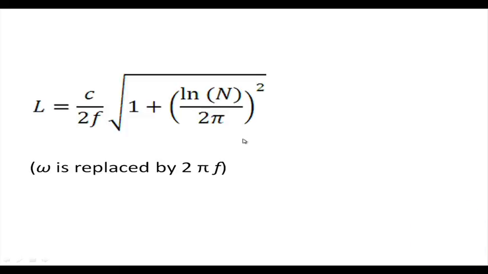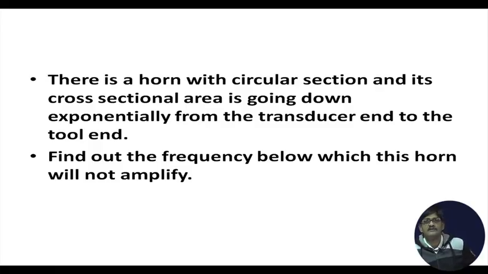So let's take up a few numerical problems on this. There is a horn with circular cross section, and its cross sectional area is going down exponentially from the transducer end to the tool end. Find out the frequency below which this horn will not amplify. Oh, so it's a negative statement. The frequency below which this horn will not amplify.